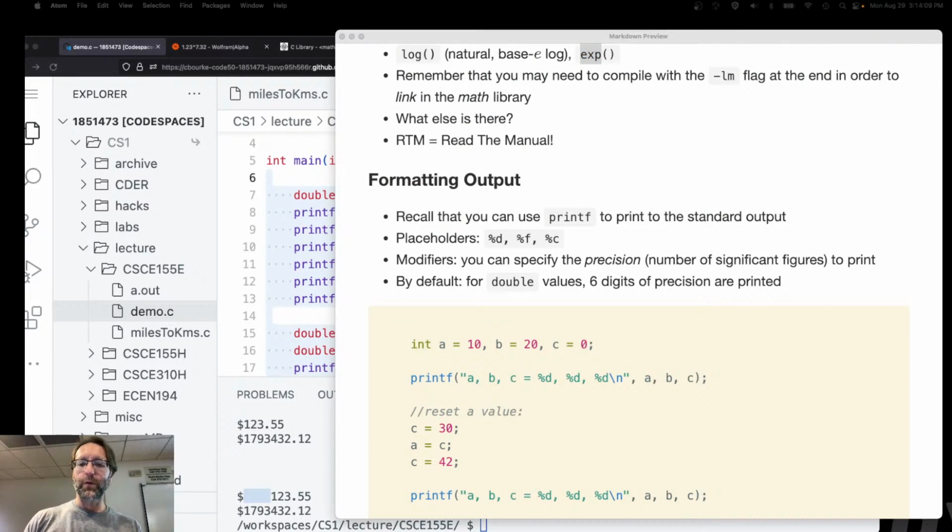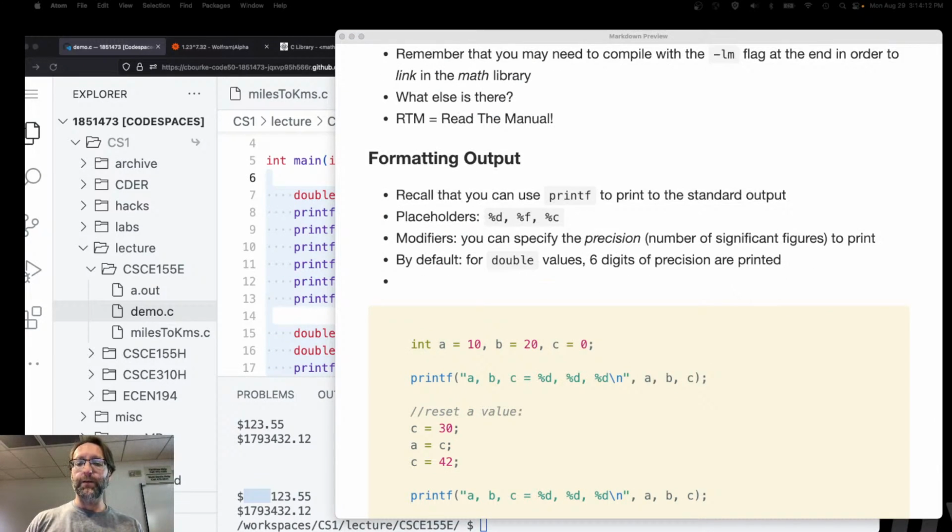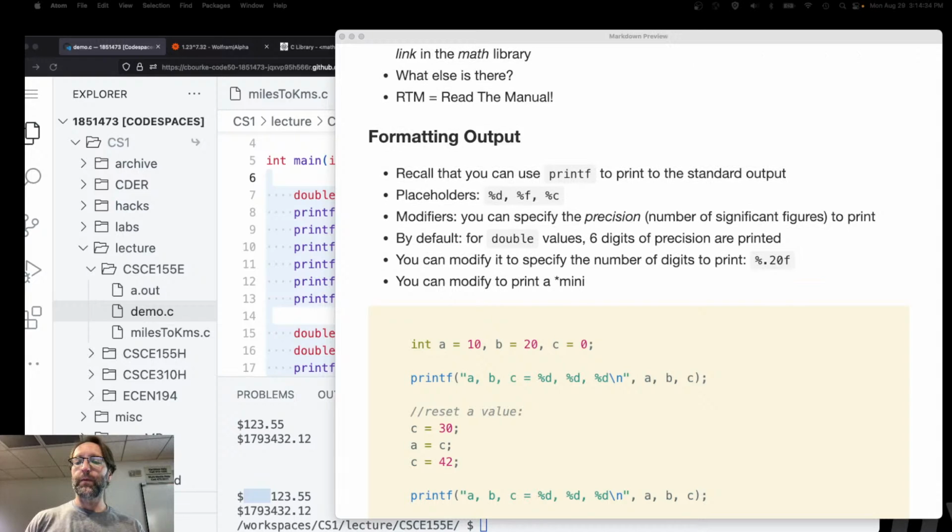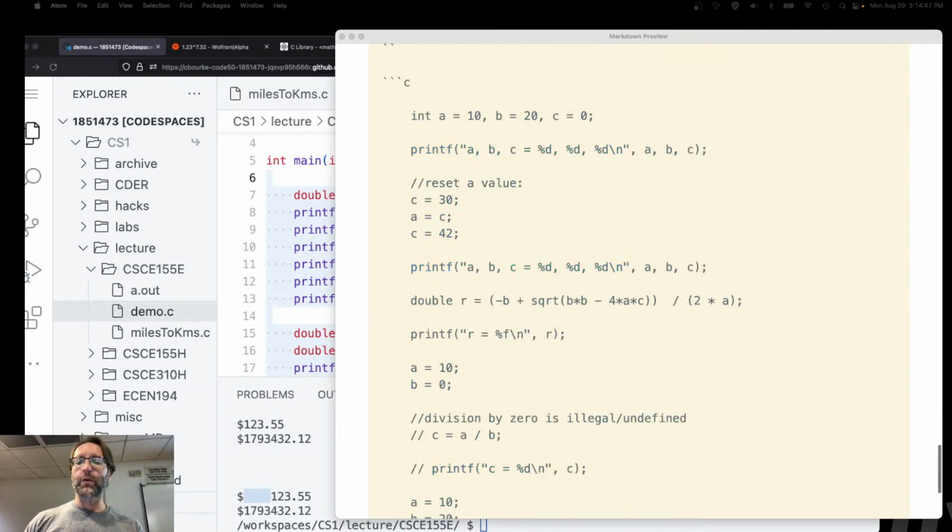As a review, you can modify it to specify the number of digits to print: percent, say, 20.20f. You can modify it to print a minimum number of columns, say percent 10.2f. And here's the chunk of code.